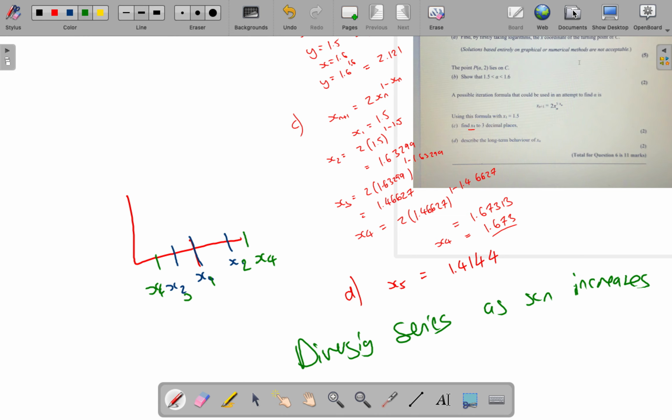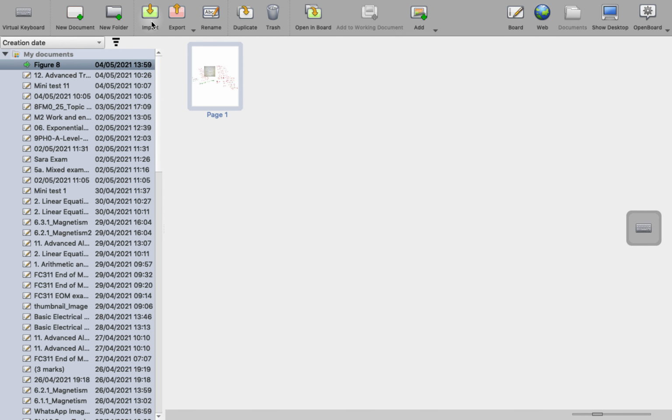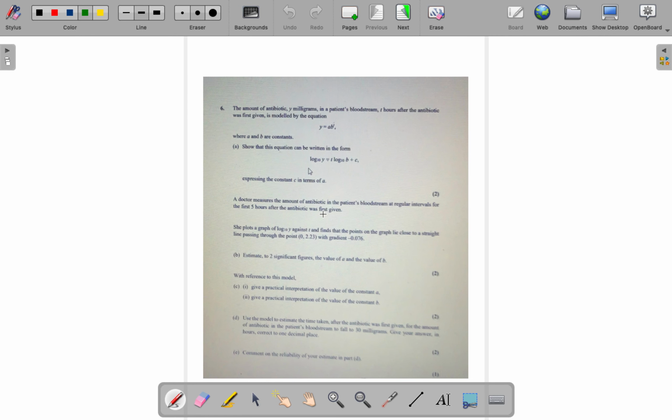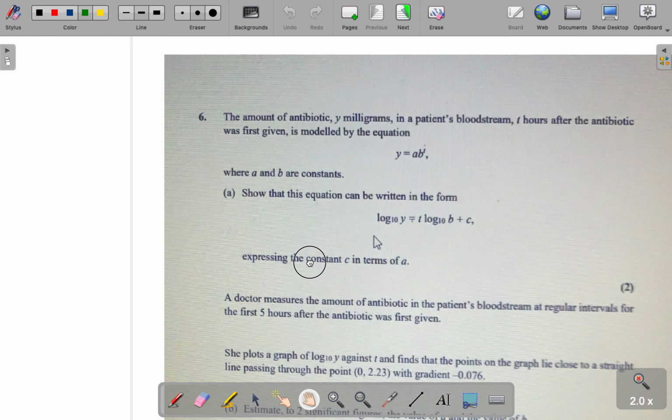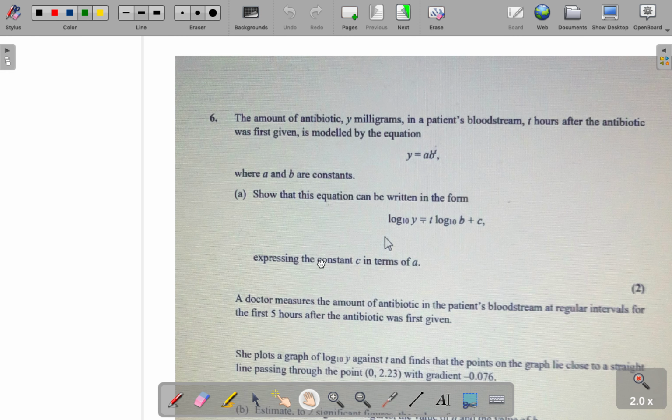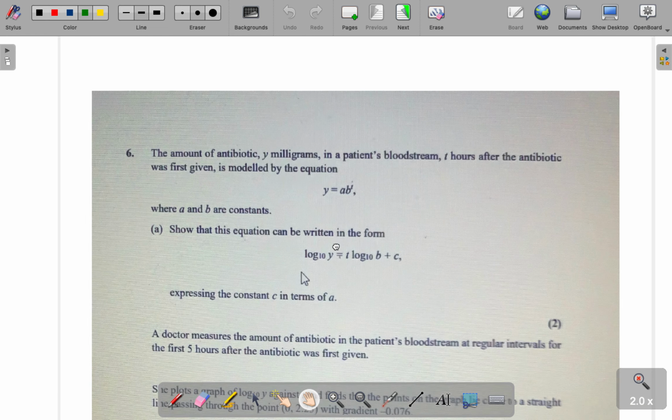The second question is going to be a log question. Let me import it in. Okay, so we've got 3 questions here all about logs. So for question 6, we have the following. The amount of an antibiotic, y milligrams, in a patient's bloodstream t hours after the antibiotic was first given is modelled by the equation y equals ab to the power of t, where a and b are constants. Show that the equation can be written in the form log base 10 y equals t log base 10 b plus c, expressing c in terms of a.